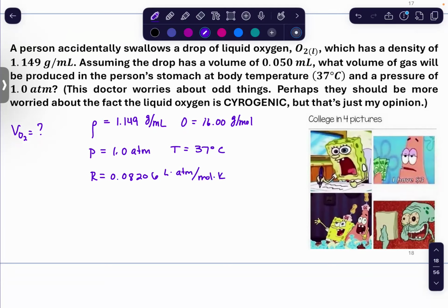Now, look at the units of the ideal gas constant. I strongly suggest you take every other quantity that you're going to be working with and make it match the units. So you see, we already have atmospheres, but we have degrees Celsius and not Kelvin. So we're going to need to change that.